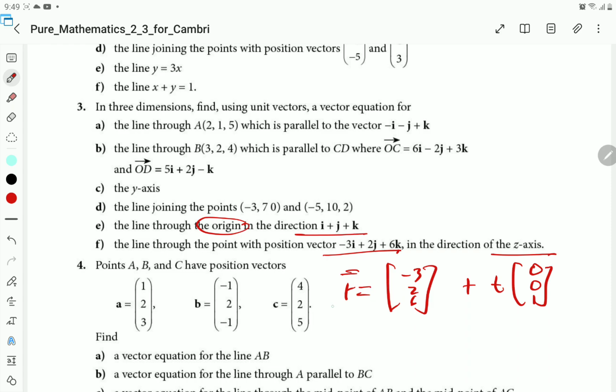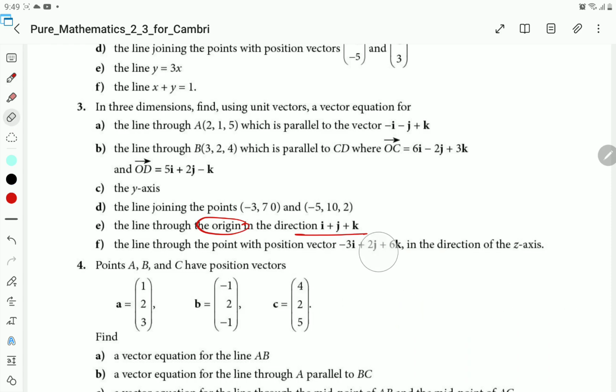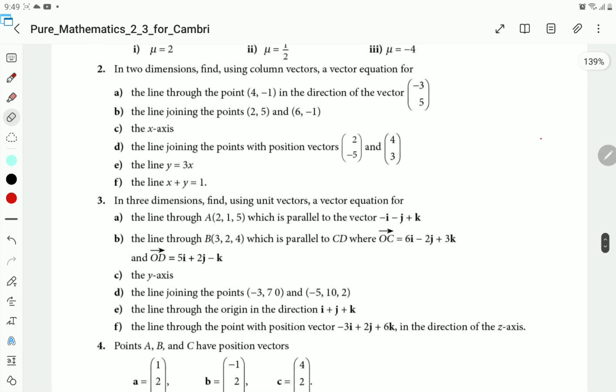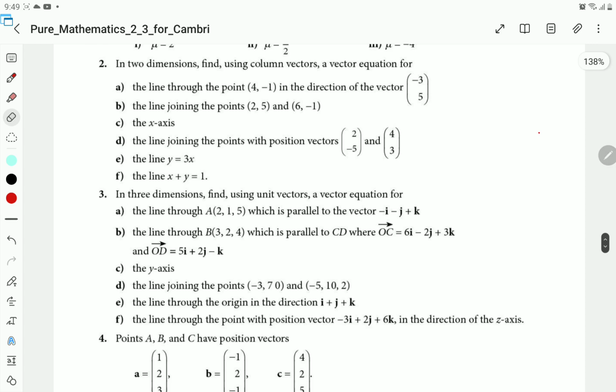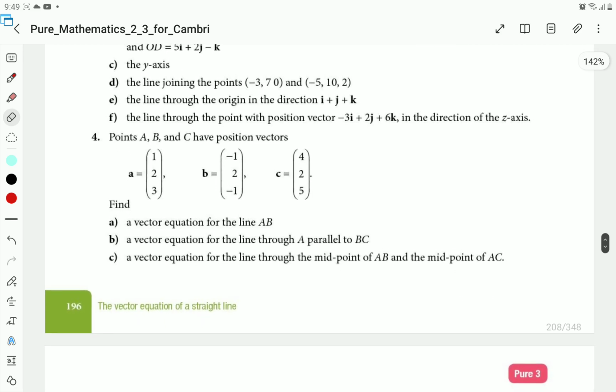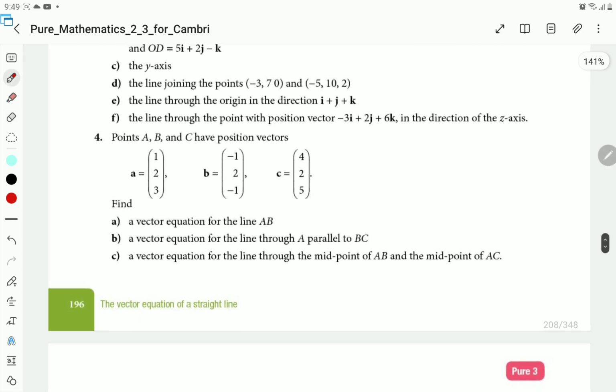Okay, so that is now the equation of your line. So basically what I am trying to say here is that it is important that you can visualize the relationship between the Cartesian plane and the vector equation of the line. Now let's go over to this one. Find the vector equation for the line AB. I think that's a little bit easier.